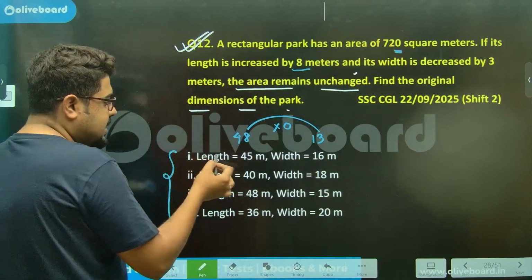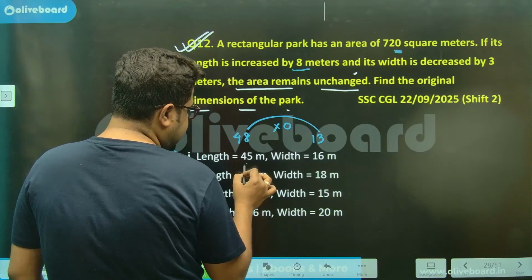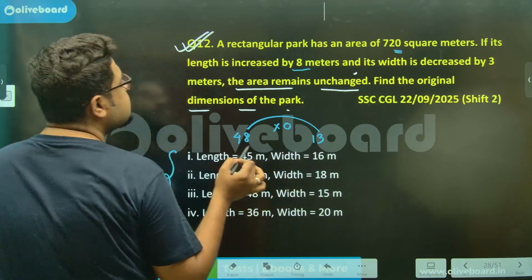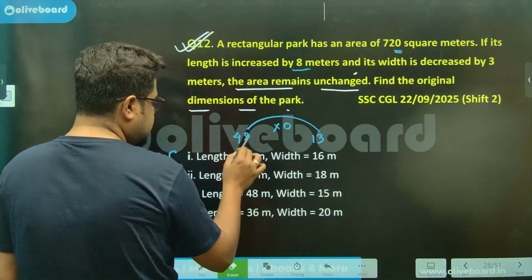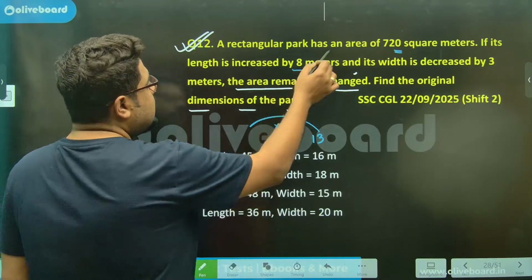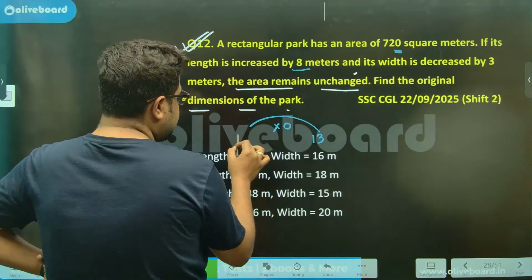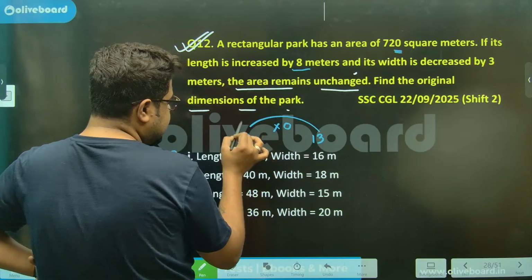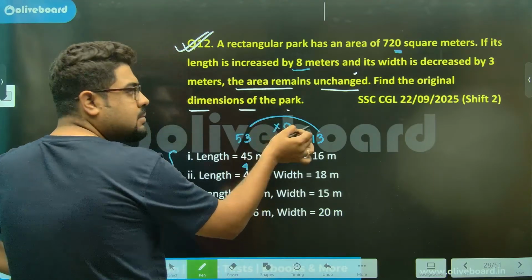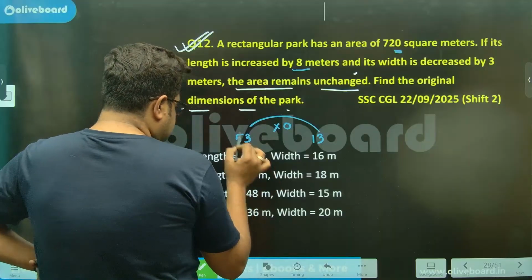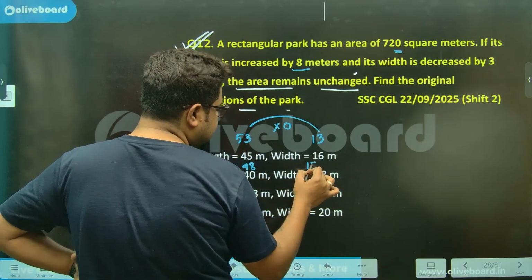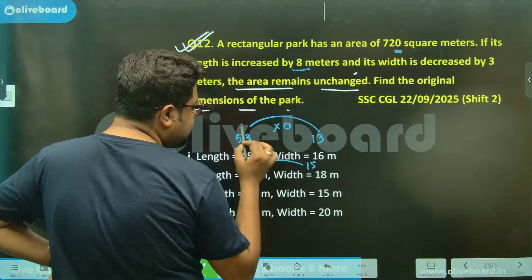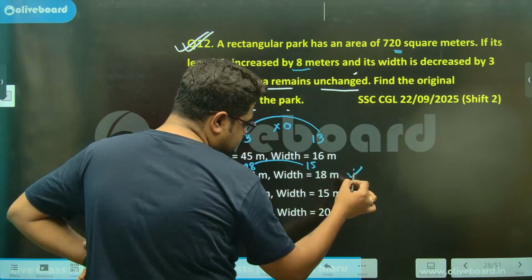Again, come back here. Sorry, one second. My mistake, I have done a blunder. Extremely sorry. Increased by 8 means 45 plus 8 would have become 53, so again not 0. Instead, this would have become 48, and this would have become 15. Sir, this is giving you a 0. It can be one of the answers.